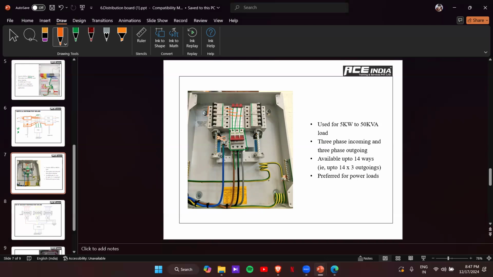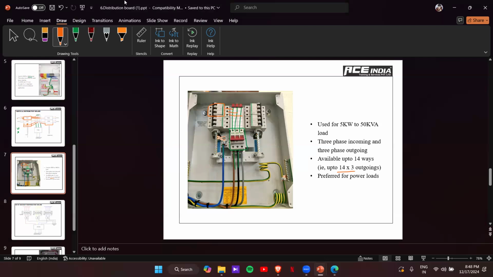So this one is again one more triple pole MCB here. From here again 1, 2, 3, 4. So 4 outgoings are taken from this single vertical DB. Similarly, you can also take 14 by 3 outgoings. That means from one phase you can take 14 outgoings. R phase 14, Y phase 14, and B phase again 14 outgoings you can take. So that's our vertical DB.